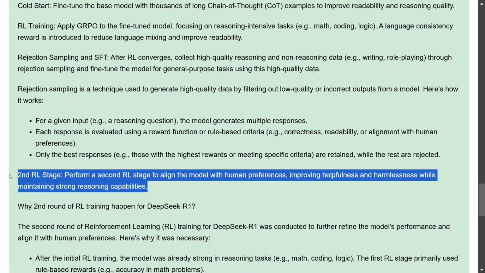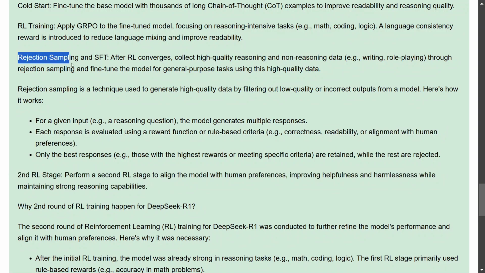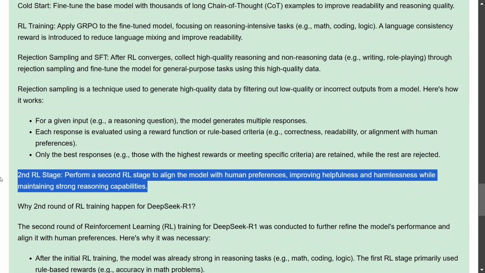Now, once the SFT training is also done with this rejection sampling dataset, again a second round of reinforcement learning was done. So there are 4 rounds of training that happened. Okay, first was cold start data. Second was GRPO-based training using reinforcement learning. Third was collecting high quality data using rejection sampling and then supervised fine tuning with that data. And the last one was second RL training, that is again reinforcement learning using GRPO.